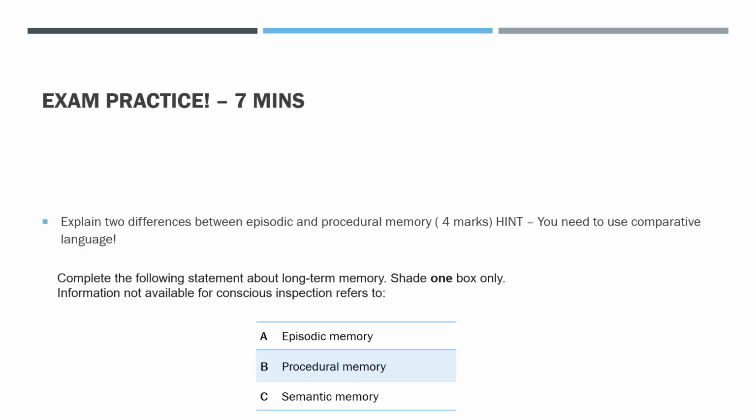So a little bit of exam practice in your booklets too. 2 questions, 7 minutes, might not take you 7 minutes, that last one's only 1 mark. Explain 2 differences between episodic and procedural memory for 4 marks. You have to use comparative language, and I'm saying have to. You could write the exact same thing, missing 1 word and get 0. I'd do 2 differences, make sure they are very clearly 2 separate differences. And then the bottom one, complete the following statement about long-term memory. Information not available for conscious inspection refers to, and then you've just got to tick a box. So pause it, 7 minutes maximum.